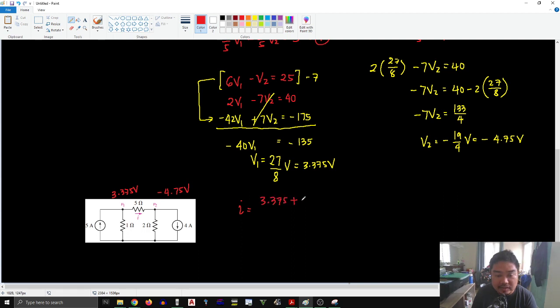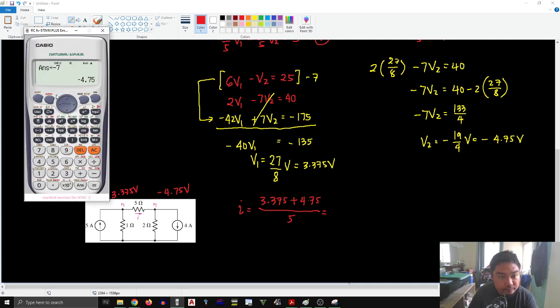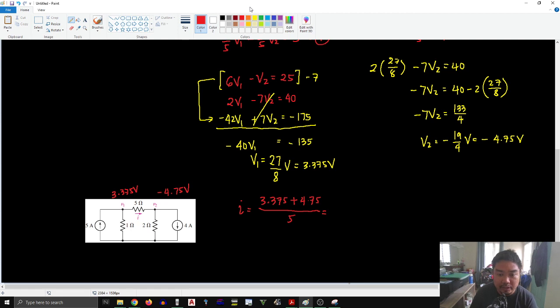I is equal to 3.375 plus 4.75 all over 5. This will yield 3.375 plus 4.75 divided by 5. This is 13 over 8, or 1.625 amperes. So 1.625 amperes. And presuming this to be I1, I1 should be equal to the voltage, which is 3.375 minus 0 over 1, or simply 3.375.